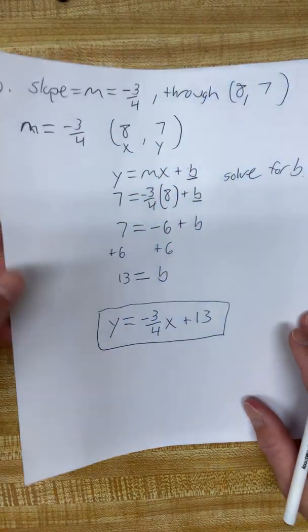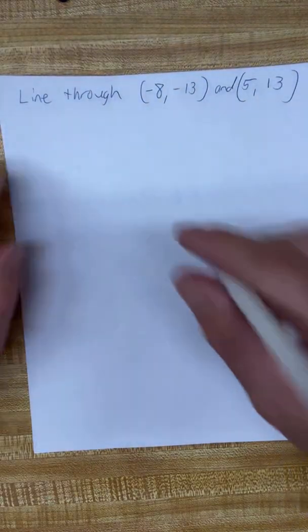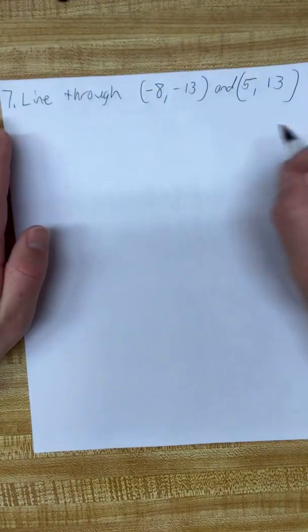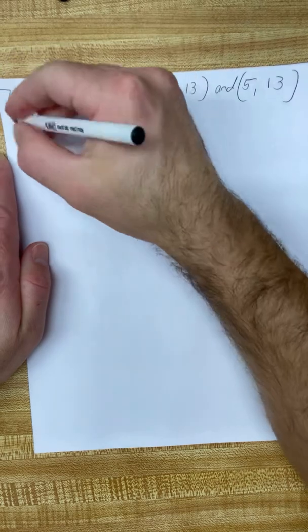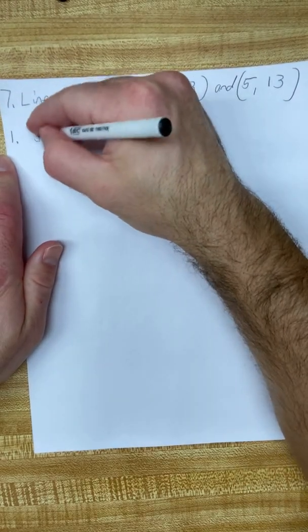All right. So next we're going to get into some longer examples here where you have to figure out the slope. So you're just given 2 points. So the first thing you have to do is get the slope.